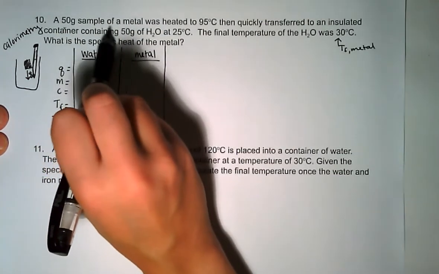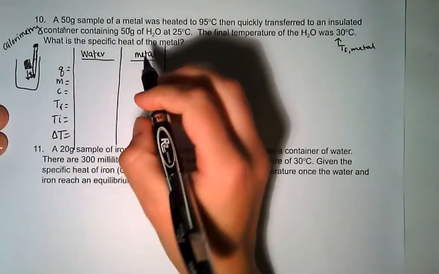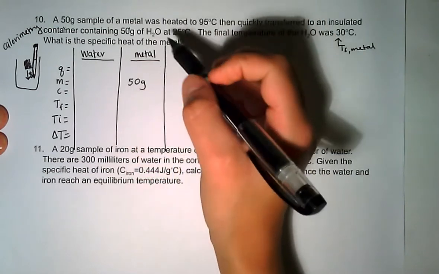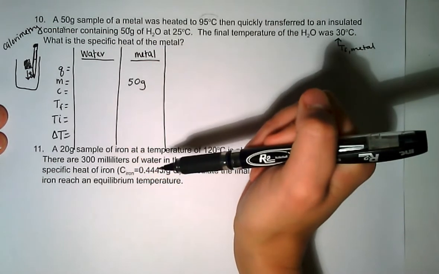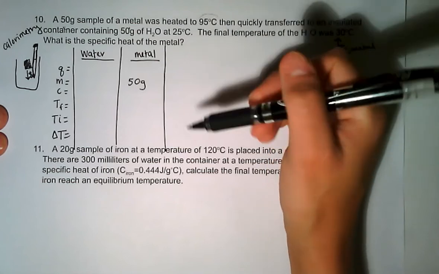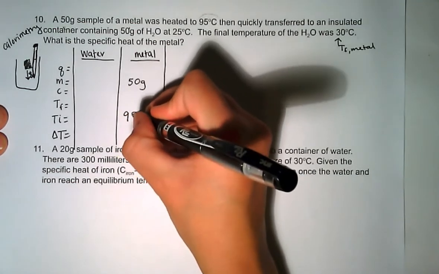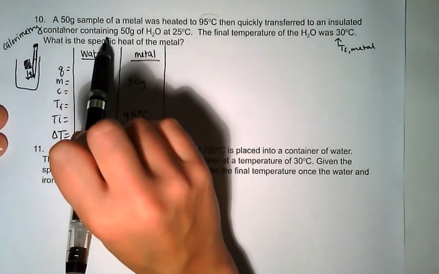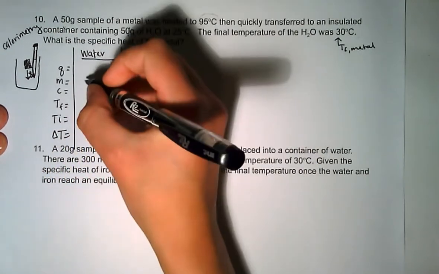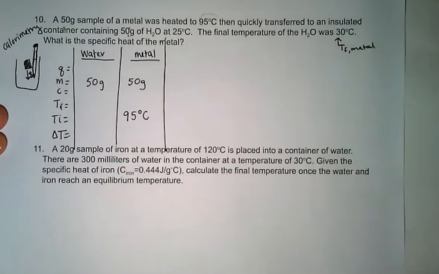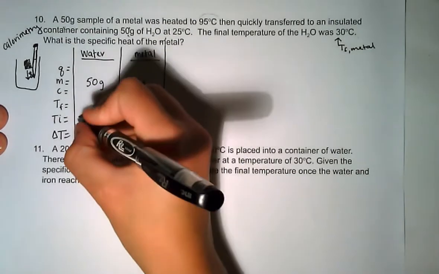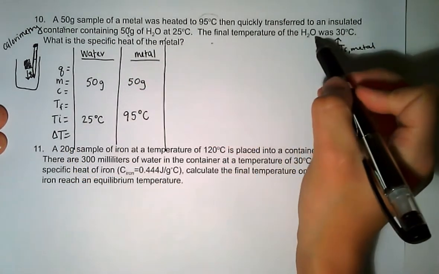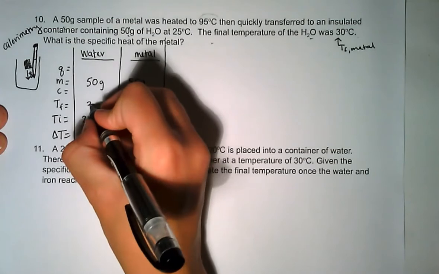So a 50-gram sample of metal. That's the mass of my metal: metal, mass, 50 grams. Was heated to 95 degrees Celsius. That's my initial temperature of my metal, 95 degrees Celsius. And then quickly transferred to an insulating container containing 50 grams of water. So there's my mass of my water. At 25 degrees Celsius, there's my initial temperature of my water. The final temperature of the water was 30 degrees Celsius.